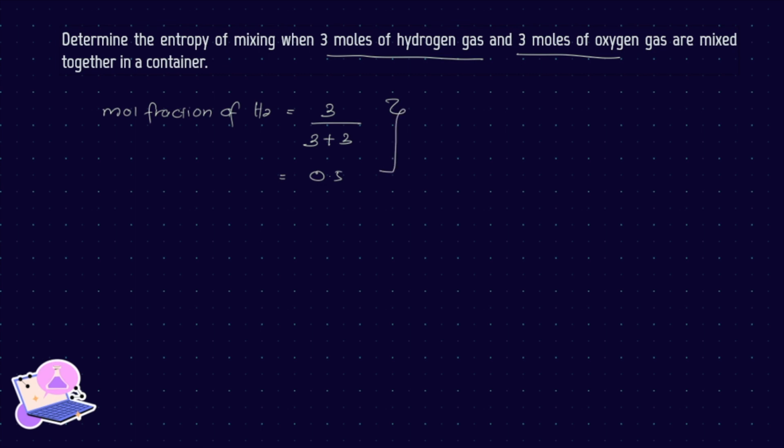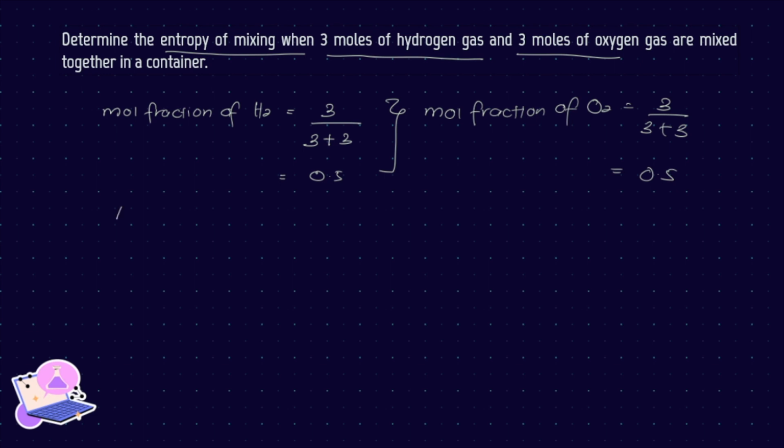So we are going to do the same thing for oxygen gas. So the mole fraction of oxygen gas is the same, apparently it's the same, so you shall get 0.5 as well. So in this question, you were asked to calculate the entropy of mixing.